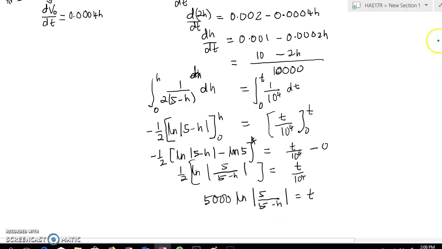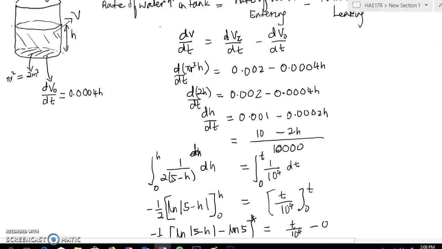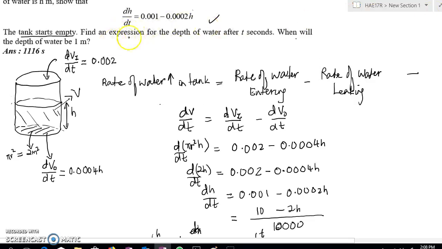Done. Now, how do we know we have done that part? The question says find an expression. The keyword is expression for the depth of water after t seconds. So it doesn't say that you have to find h in terms of t. It just tells you to find a relationship between the depth and the time. Next step, when will the depth of water be 1 meter?